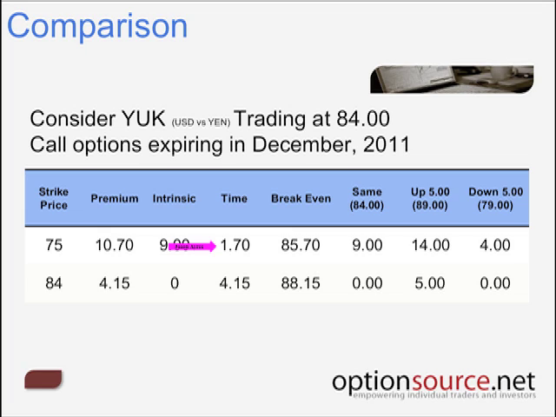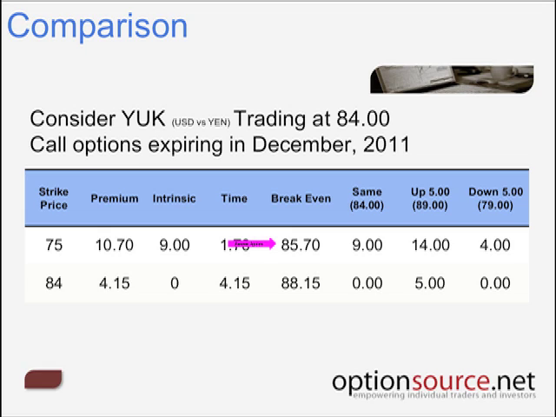Now, the important consideration is that the 75 strike option contract is really only worth $1.70 in time versus $4.15 in time. What also is, I believe, an extremely important factor is that we basically have a break-even point for that deep in the money call option of 85.70. So realistically, that pair, the CDD, only has to move 1.70 units, I'll call it, in our favor before we start making money.